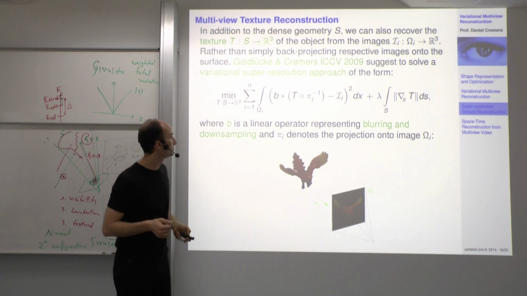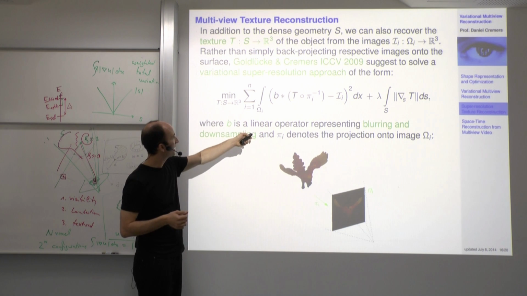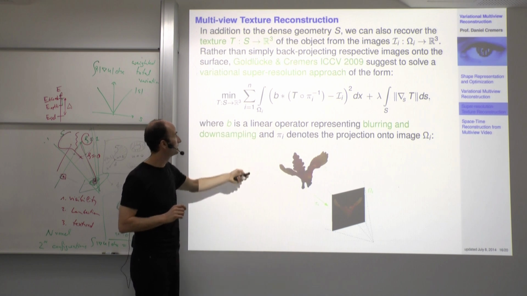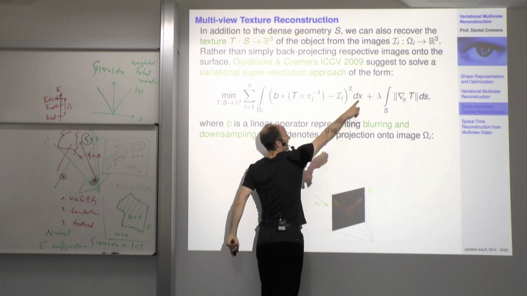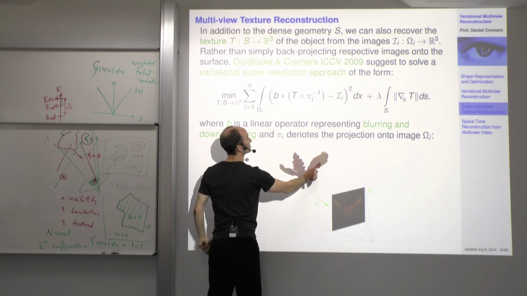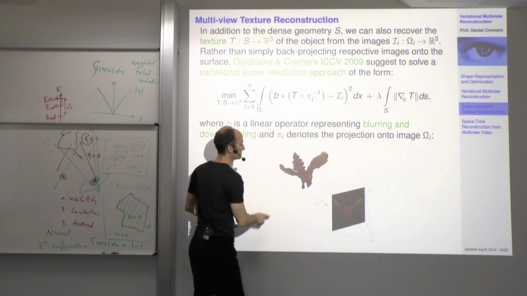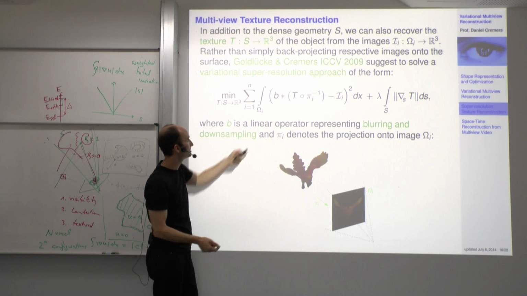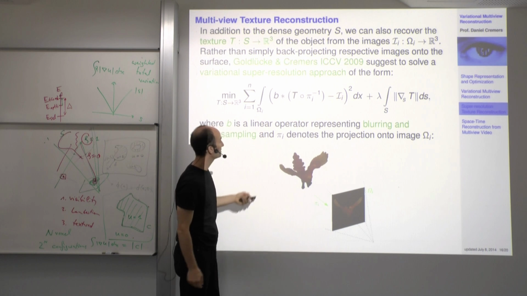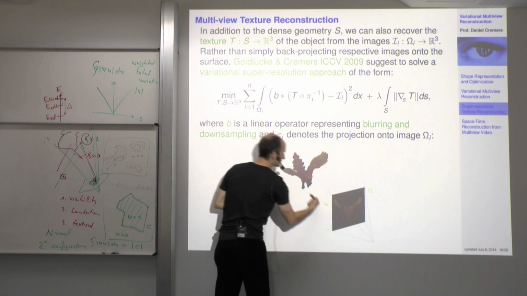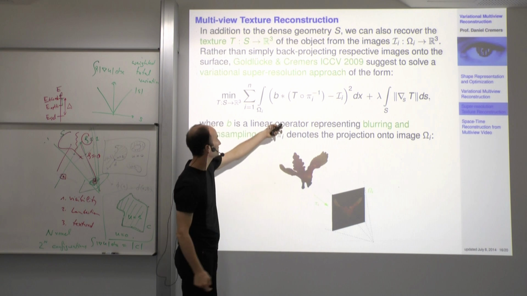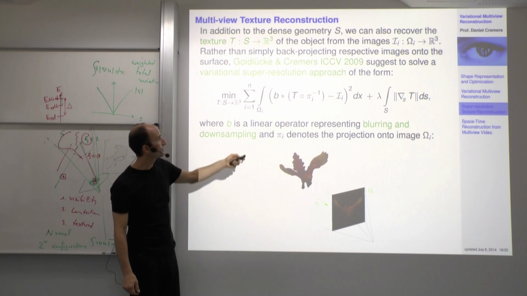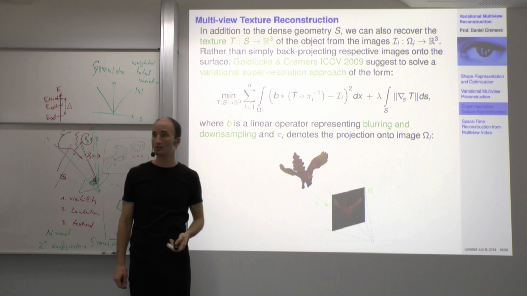What does the data term do? The data term basically says, find a texture T, this is the only unknown here, such that if I take a pixel, little x, and I back project it onto the surface, this is pi_i inverse, where pi_i is the projection and pi_i inverse is its inverse, the pre-image, if you want, on the surface, the point on the surface. So I go back along the projection line and compute the nearest point on the surface. The texture there, if I blur and downsample it, I want it to be consistent with the input image, I_i.